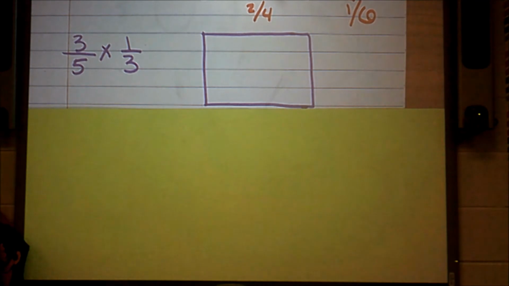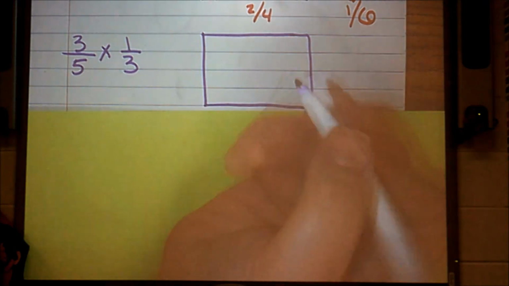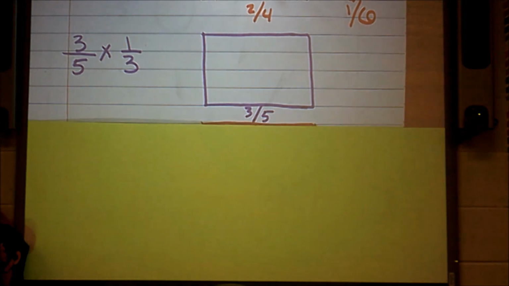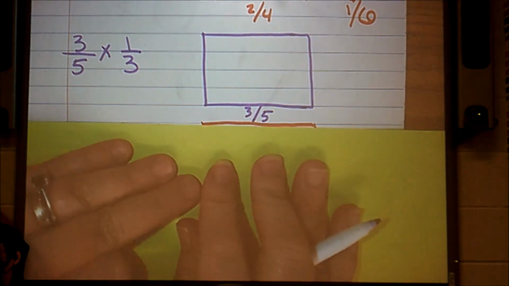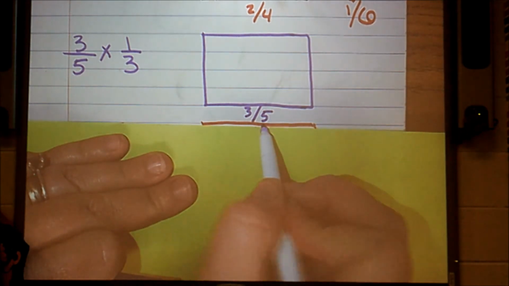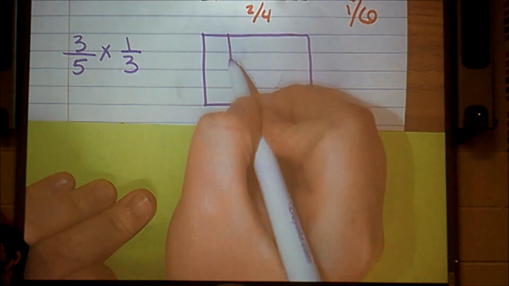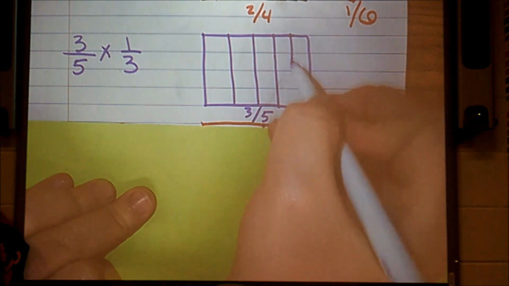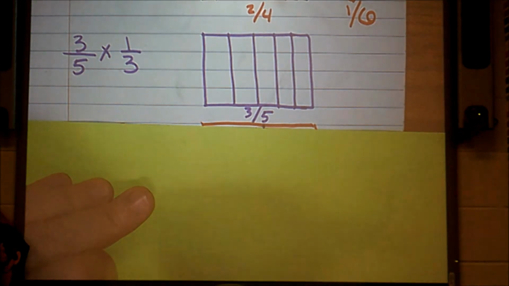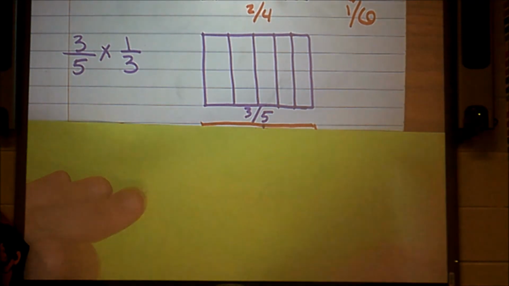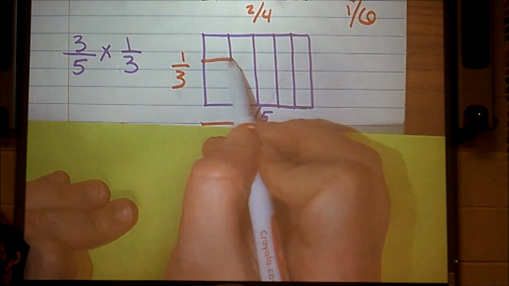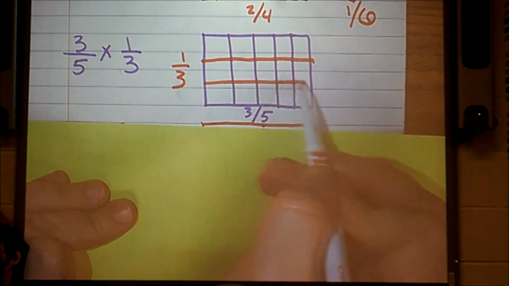Let's give this one a try. 3/5 times 1/3. I'm going to go 3/5 right here. Change it up a little. So I'm going to make sure that I have 5 columns. 1, 2, 3, 4, 5. And in the opposite direction, I'm going to represent my 1/3. So I'm going to make sure I have 3 rows. 1, 2, 3.